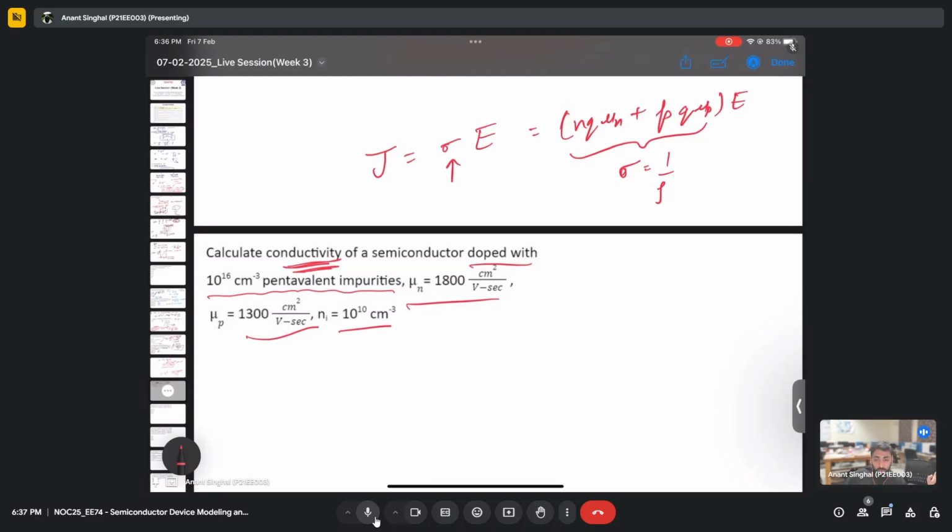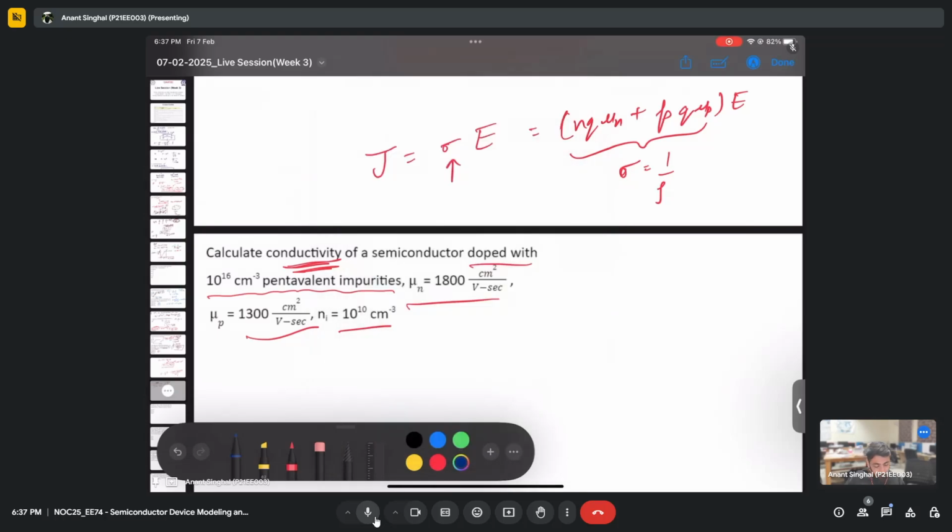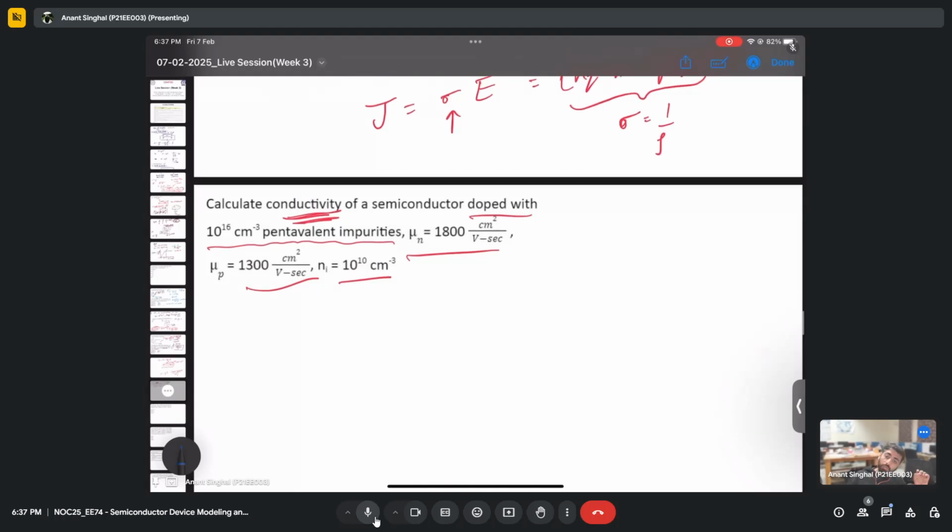Any doubts in this problem? First of all, let me know if you have doubts. Anyone having any doubts in this? Okay, so I'm considering that you will be able to solve it and you are trying it, right? Yeah, we are trying. Okay.